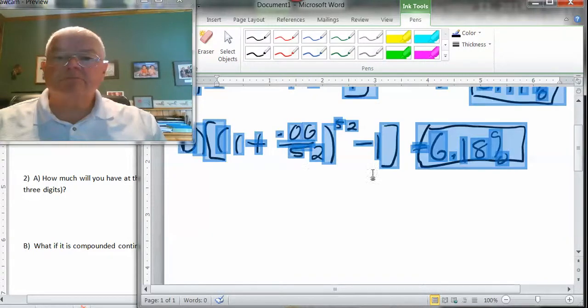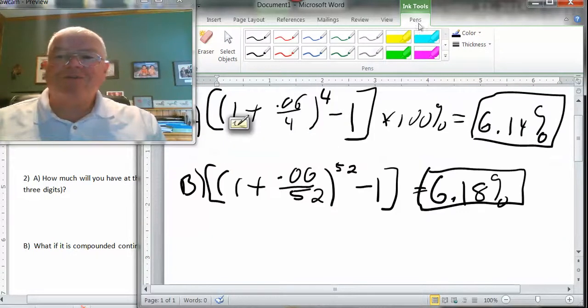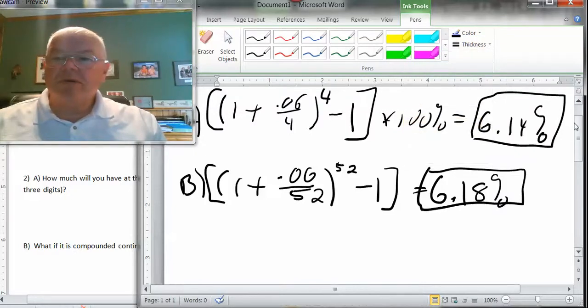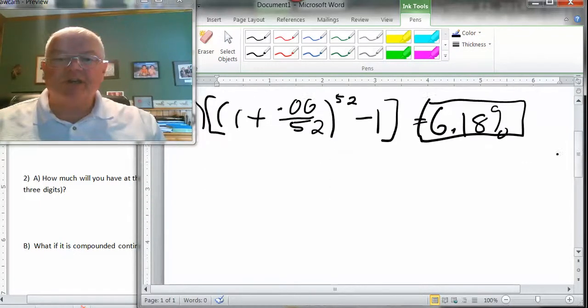Oops. When I have the pen apparently in this mode, I have to keep refreshing it every time I change. Well, that's okay. All right, so number 2.